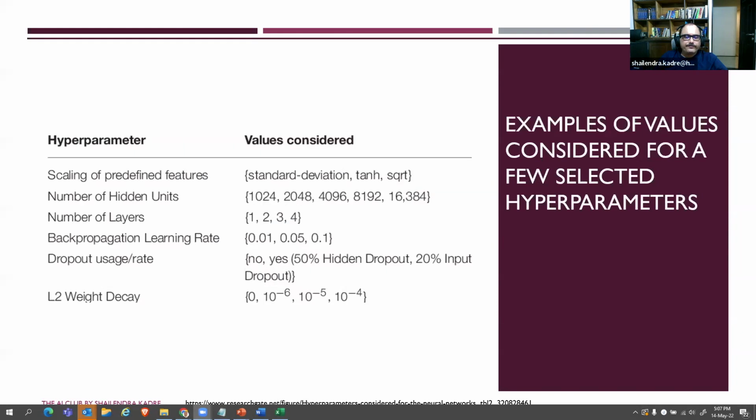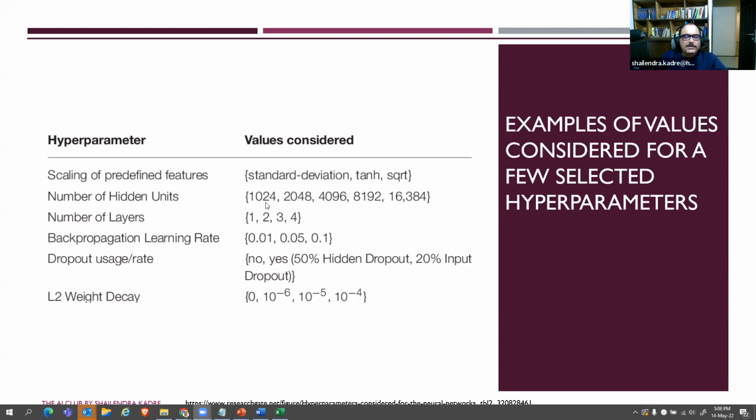So now, hyperparameters and the values to consider, like when you start, which kind of values you should consider. Scaling of predefined features: standard deviation, tanh and square root. Then the number of hidden layers, the number of hidden units, like neurons in hidden layers.